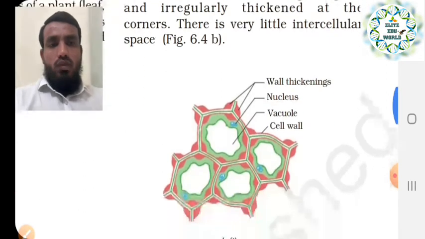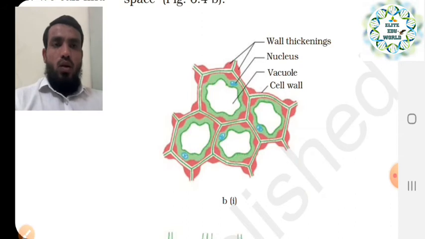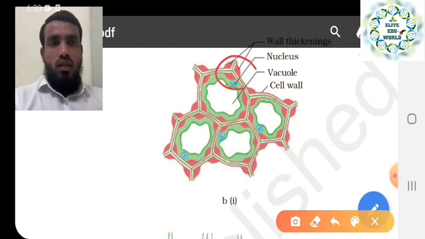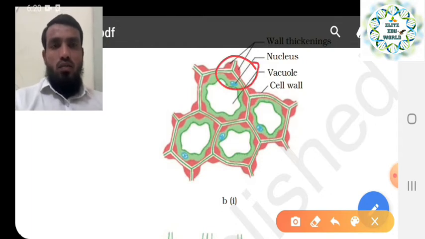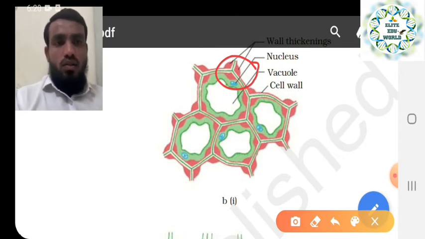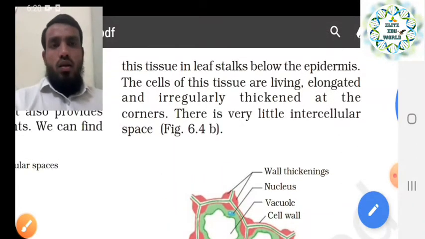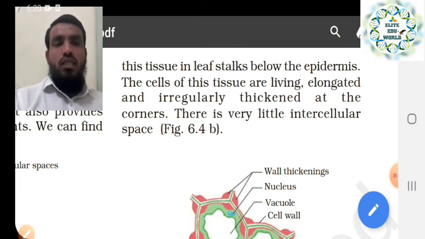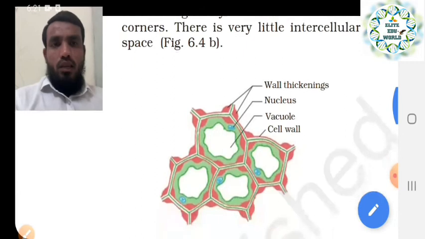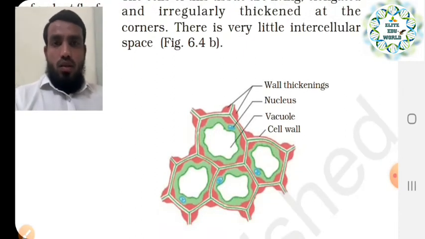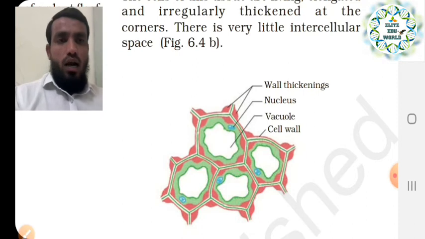If you see the slide, the diagram of this collenchyma, the walls are very thick. This red color is showing the thick cell walls. Because of the thick cell walls, it has flexibility, and vacuoles are there. It is irregularly thickened at the corners; only at the corners are the walls very thick, and there is very little intercellular space. So when we talk about intercellular spaces, they are very few in this type of cell, but the thickness of the cell wall is very high or dense.